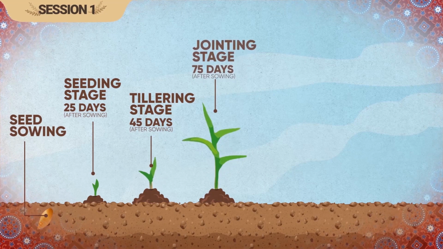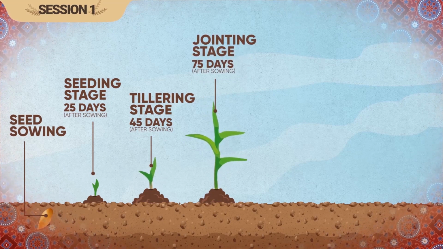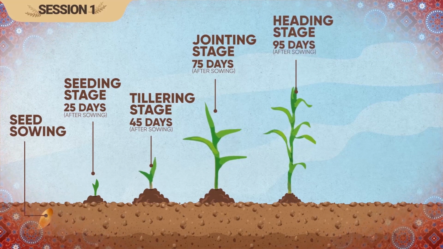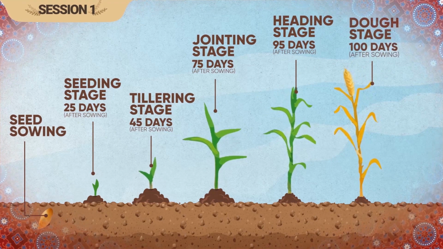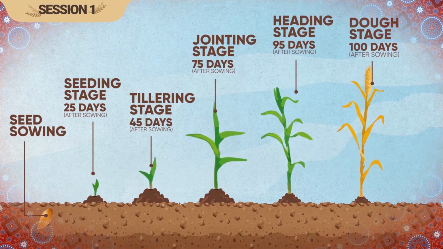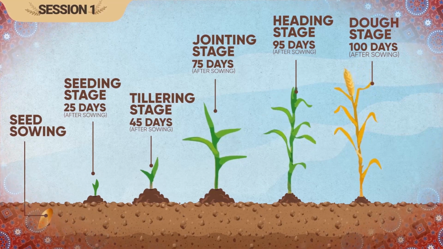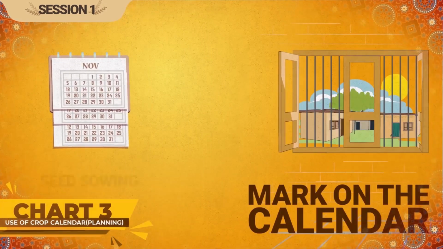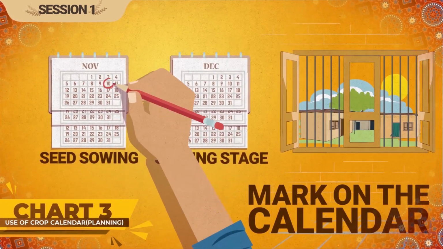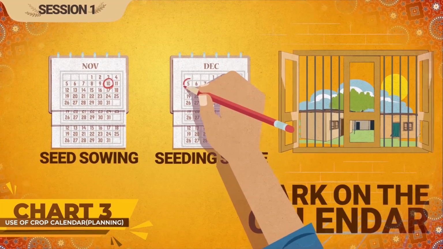Jointing stage after 75 days of sowing. Heading stage after 95 days of sowing. Dough stage after 100 days of sowing. It is an effective tool to plan activities and ensure that they are being performed at the right time. Mark the necessary dates of crucial activities on your calendar and display it at a prominent place.